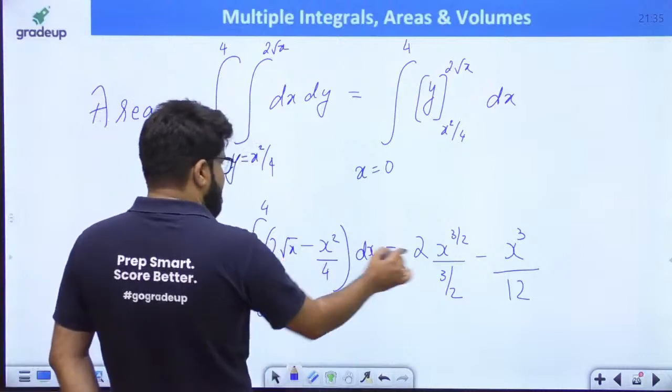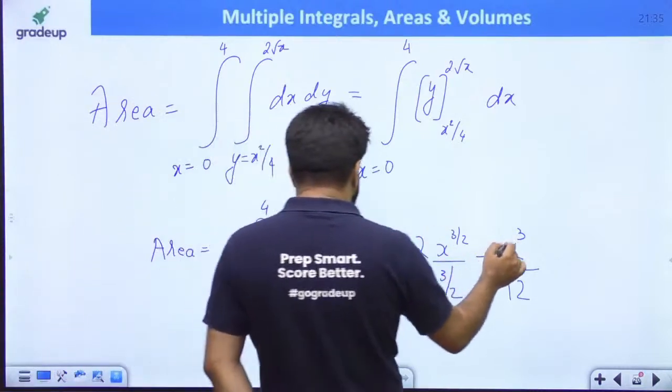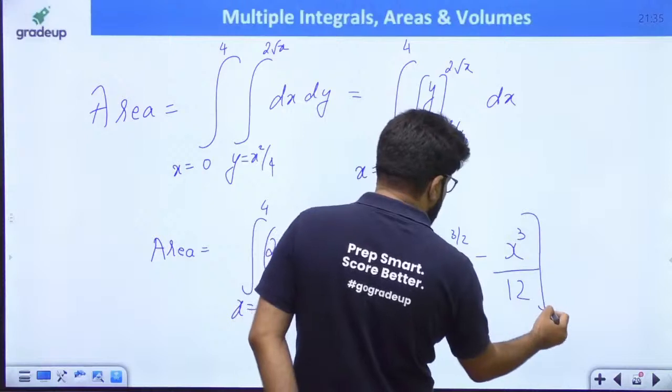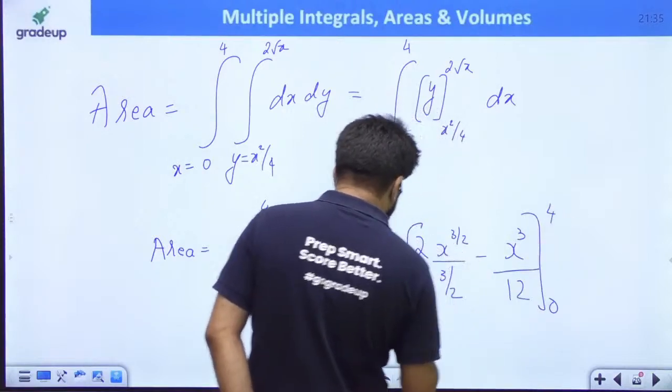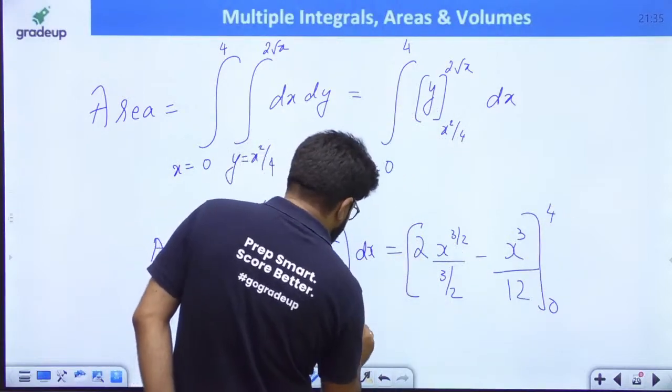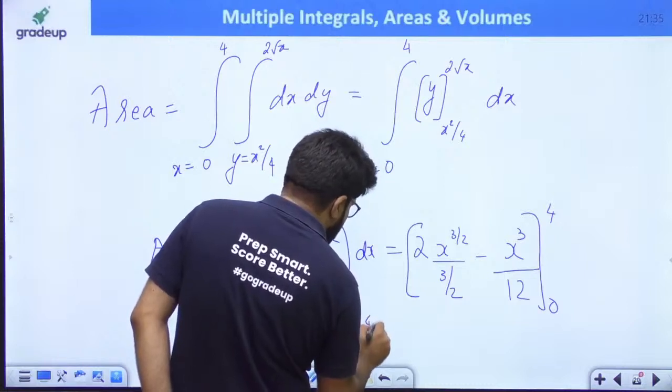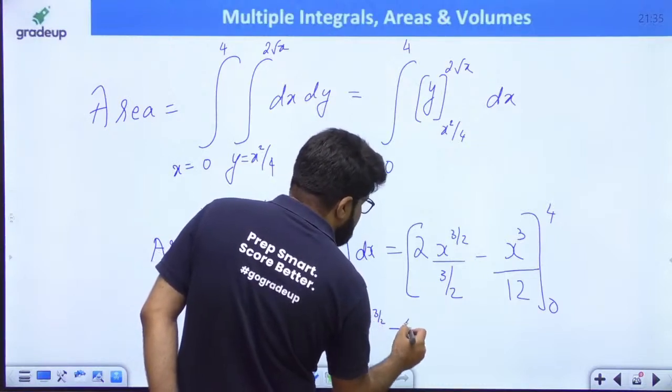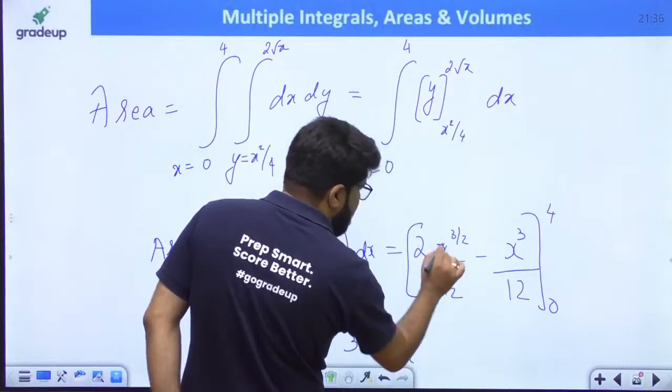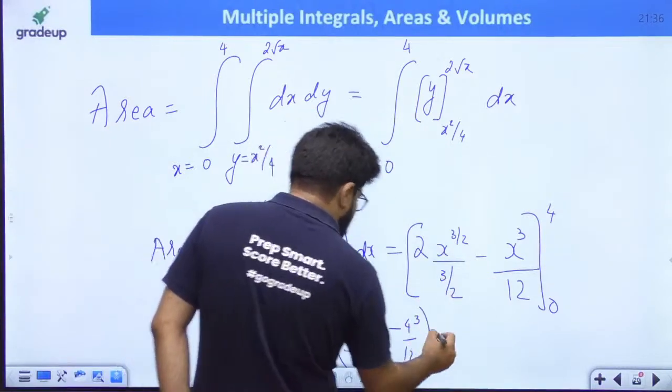2x to the power 3 by 2 divided by 3 by 2, minus x cube by 3, 3 4s are 12, lower limit 0, upper limit is equal to 4. And then 2 by 3 by 2 will become 4 by 3, upper limit 4 to the power 3 by 2, minus 4 cube divided by 12. Lower limit is anyways 0, so no need to write that.